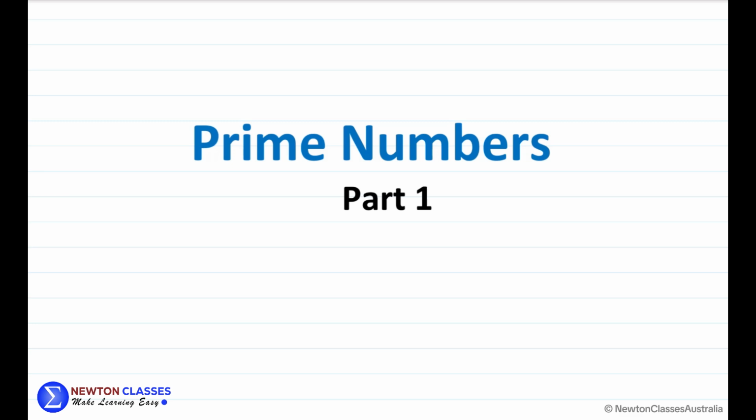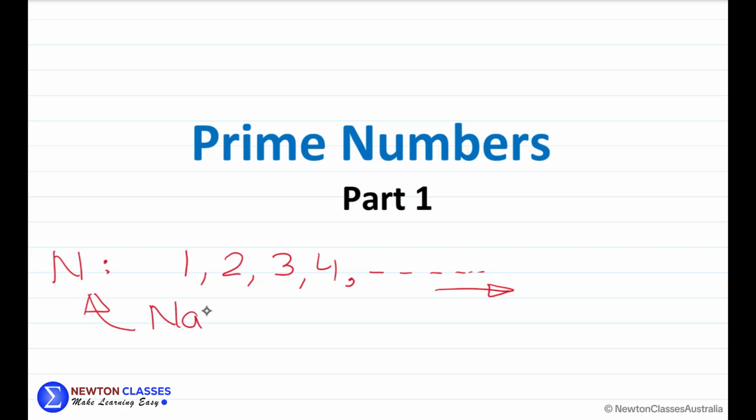Natural numbers are the most commonly used positive whole numbers. For example, if I write 1, 2, 3, 4, we are ascending, going in the positive direction. Basically these numbers are whole numbers and they are positive. These numbers are known as natural numbers and we represent them by the symbol N. So what is N? Natural numbers.